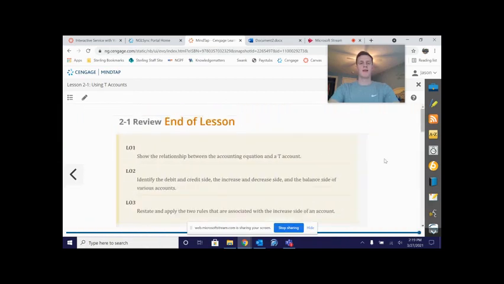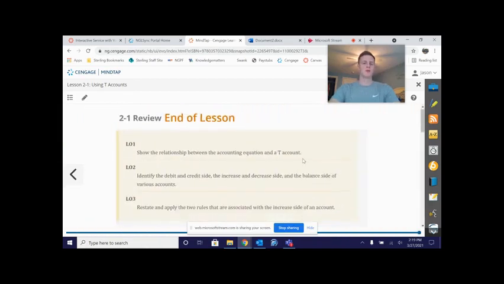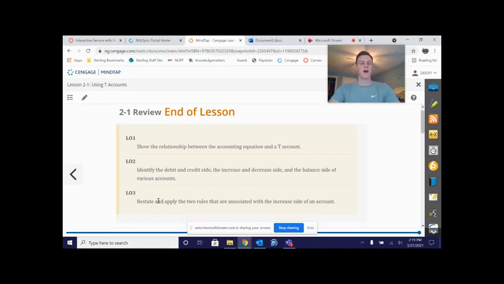All right, and that's about it for the day. Again, we looked at the relationship between the accounting equation and the T account. We identified the debit and credit side, the increase and decrease side, and the balance side of various accounts, and restated and applied the two rules associated with the increase side of an account.